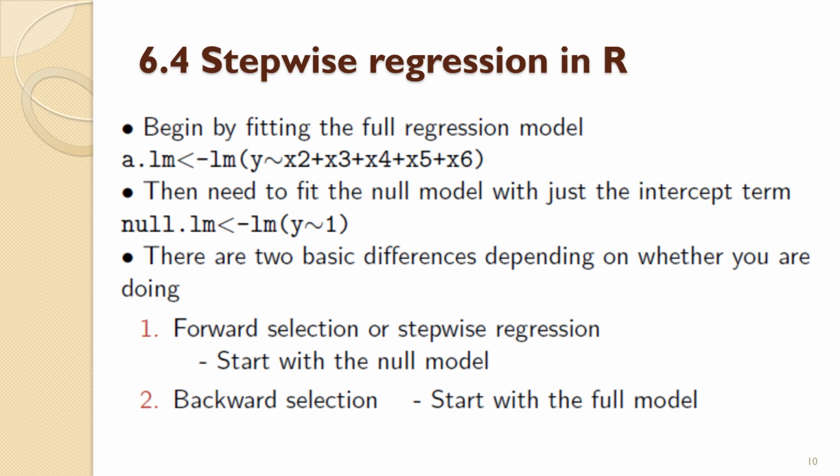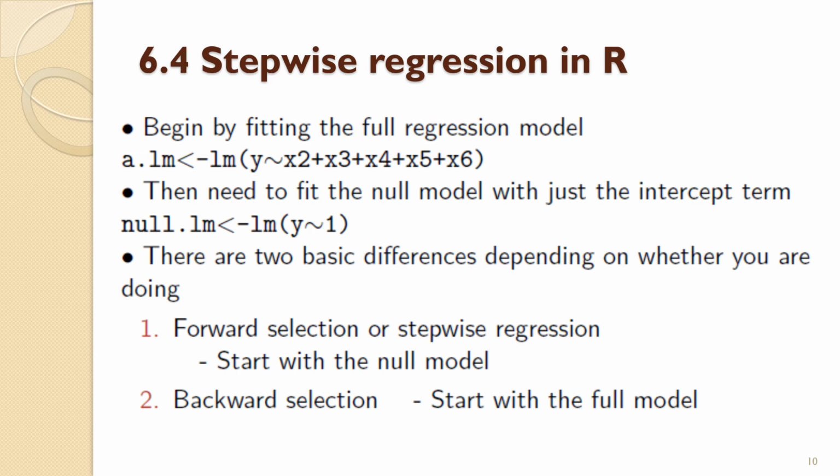Then you need to fit the null model with just the intercept term and call it something logical. Here I've just called it null.lm, and this is just a linear model where the y variable depends on just a constant term. As we discussed before, there are essentially two basic differences depending on whether you're doing forward selection or stepwise regression, where you have to start with a null model, hence the need for definite labeling of these regression models above.